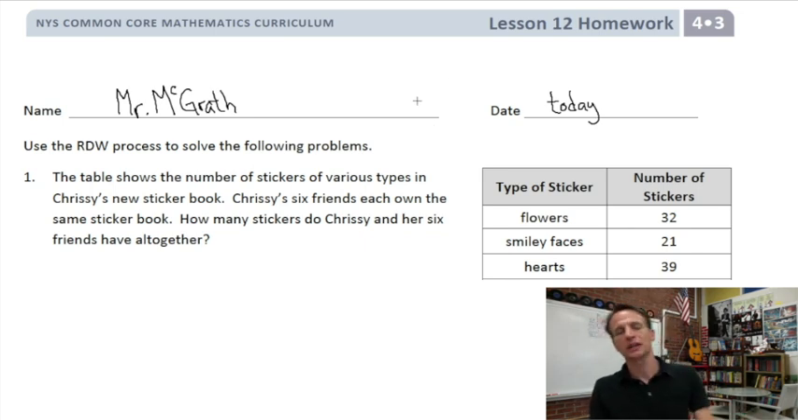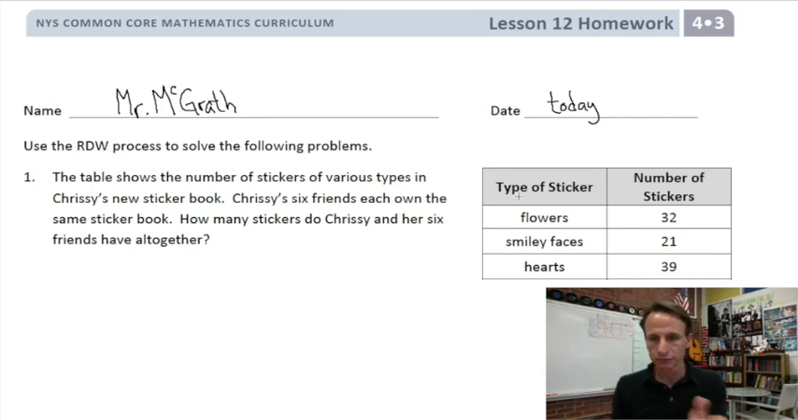Lesson 12, you will be happy to hear, is nothing new. It's just taking what we've learned about multiplication so far and putting it all together so that we can read, draw, write to answer word problems. Let's do it. And it tells us use the read, draw, write process to solve the following problems. Step 1, read. Let's do it.